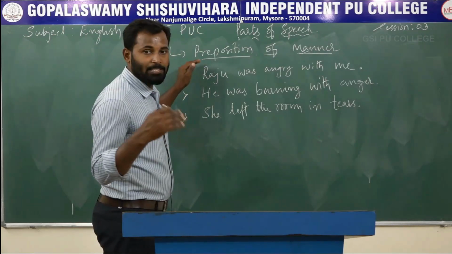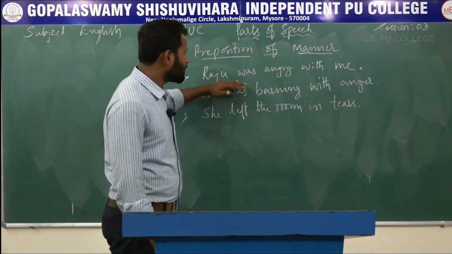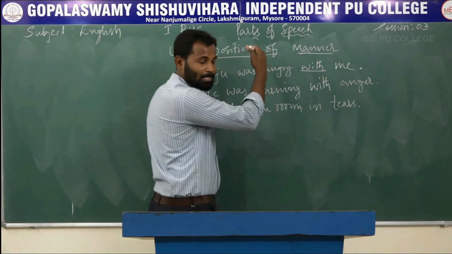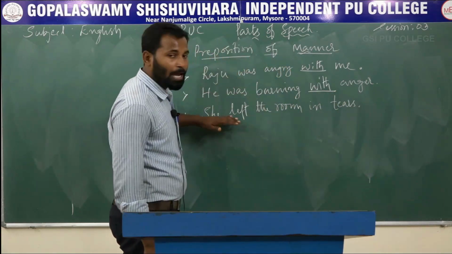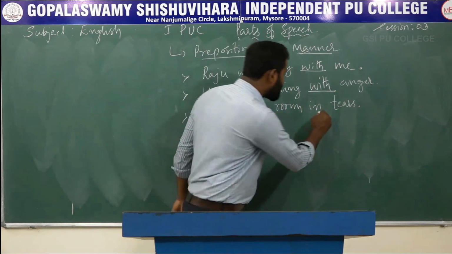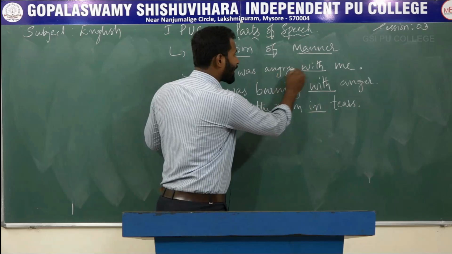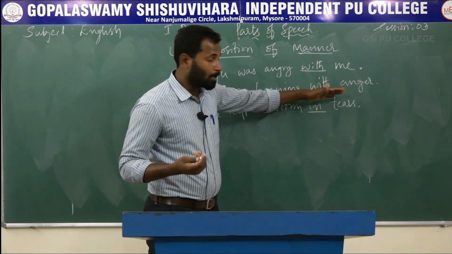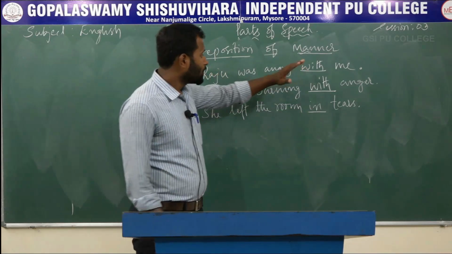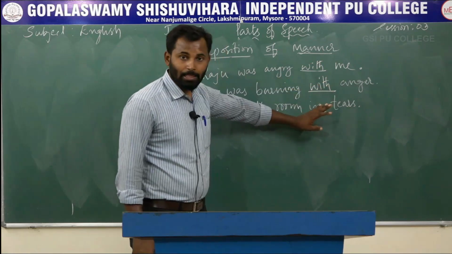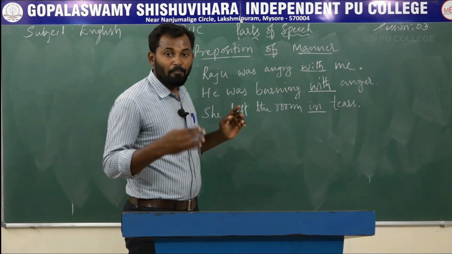So let us now understand the next type of preposition, that is preposition of manner. Let us go to the examples. In the first example, the word with is a preposition. In the second example, the word with is another preposition. And in the last example, she left the room in tears, in is the preposition. Here you can understand Raju was angry with me and he was burning with anger. She left the room in tears. If you look at these three examples, you can understand that prepositions like with and in, which come under the preposition of manner, are used to describe the way things happen.